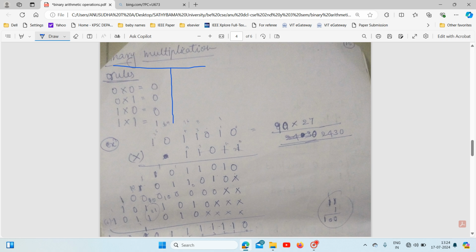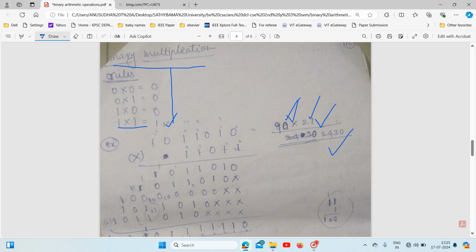Any number multiplied with 0, the result is 0. If we are multiplying two ones, the result is 1. This is the basic rule. So here we are going to discuss one problem. 90 is multiplied with 27. We will get 2430. Here 27 is the multiplier, 90 is the multiplicand.